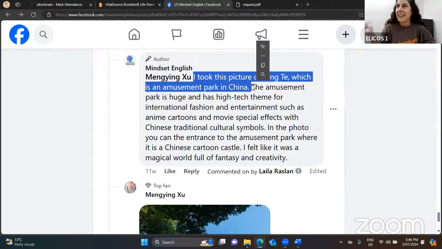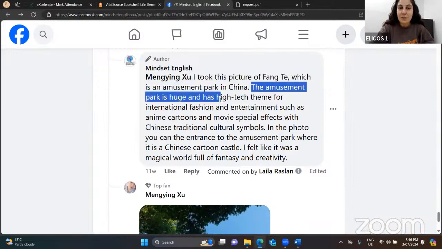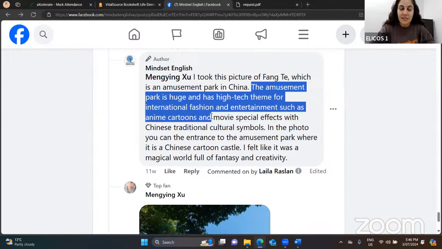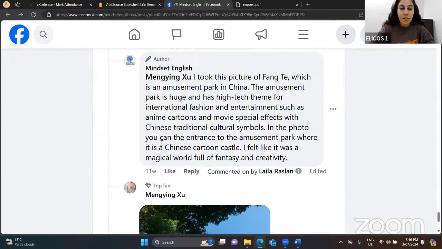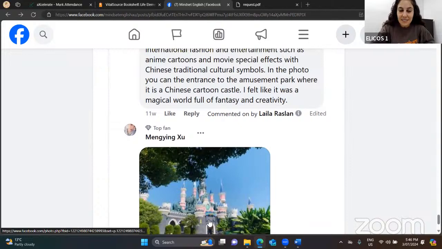It looked like Disney. Same. Ah, not as big. Okay. Yes. Small. Okay. So it's like a small little Disney place. So she says the amusement park is huge and has high-tech themes for international fashion and entertainment, such as cartoons, special effects, traditional Chinese. In the photo, you can see the entrance.